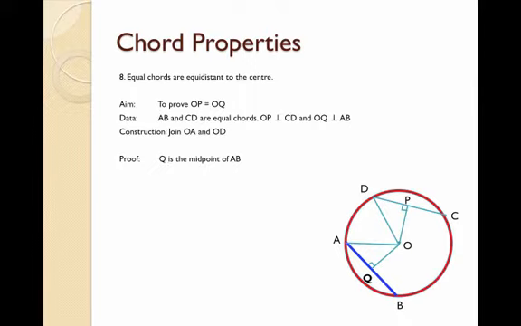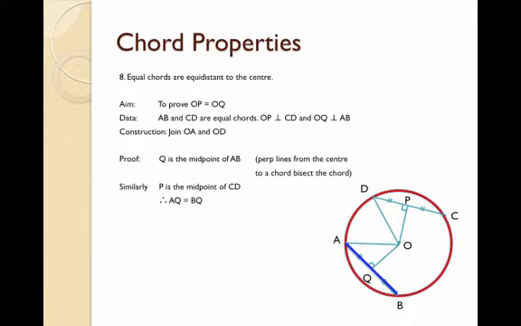We start by saying that Q is the midpoint of AB, because from our last theorem we know that the perpendicular lines from the center to a chord will bisect the chord. Similarly, P is the midpoint of CD. Therefore, AQ is equal to BQ, which is equal to DP, which is equal to CP, because AB equals CD from our data. Now we start our congruence proof.